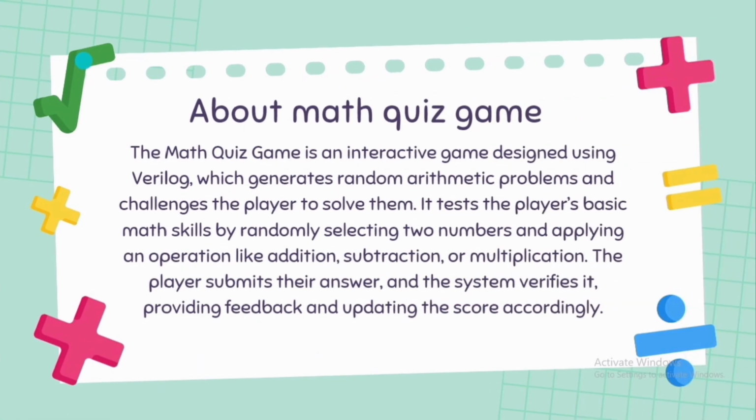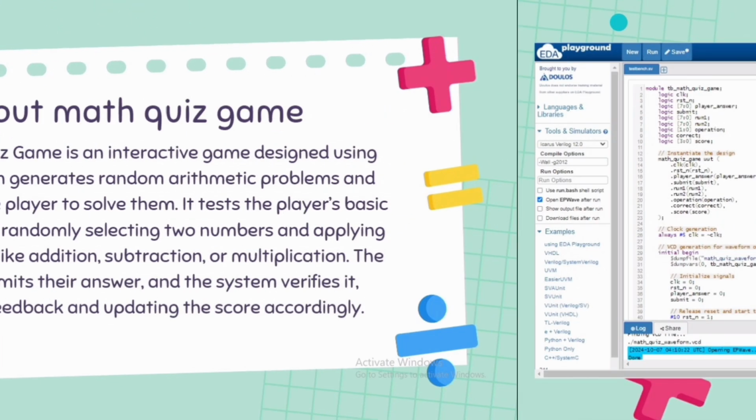First, let me give you an overview of what this game does. Essentially, it generates random math problems. These can be either addition, subtraction or multiplication, and the player has to input the correct answer. After the player's response, the game checks if the answer is right or wrong and updates the score accordingly.